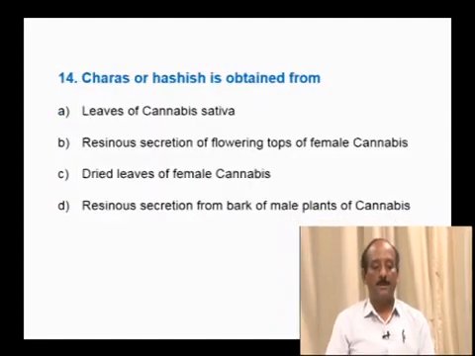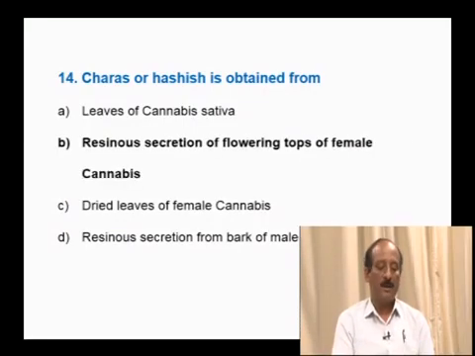Question number 14. Charas or hashish is obtained from: leaves of Cannabis sativa, resinous secretion of flowering tops of female cannabis, dried leaves of female cannabis, or resinous secretion from bark of male plant of cannabis. Now, charas or hashish are also abusing drugs, which are commonly obtained from a plant called Cannabis sativa, and they are usually obtained from a resinous secretion of flowering tops of a female cannabis. Yes, the correct answer for this question is option B.